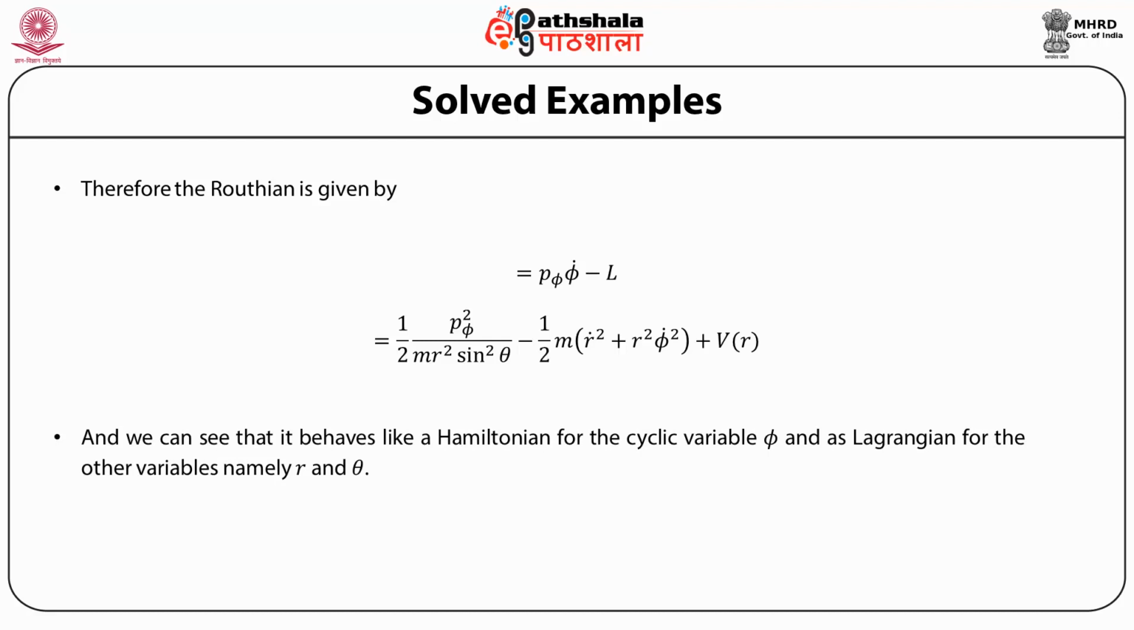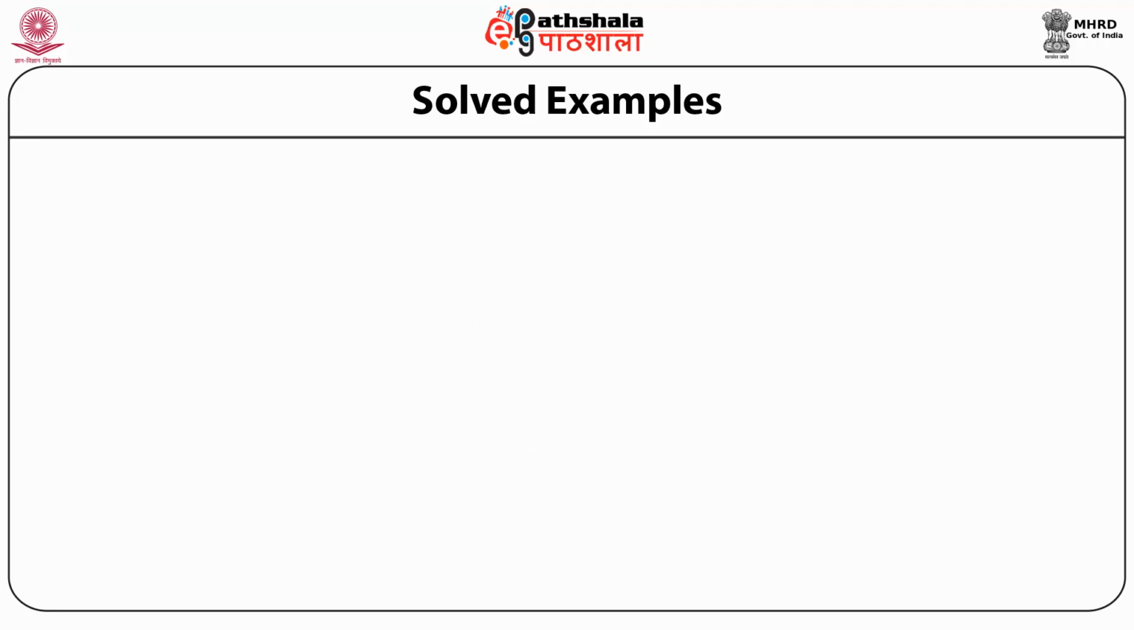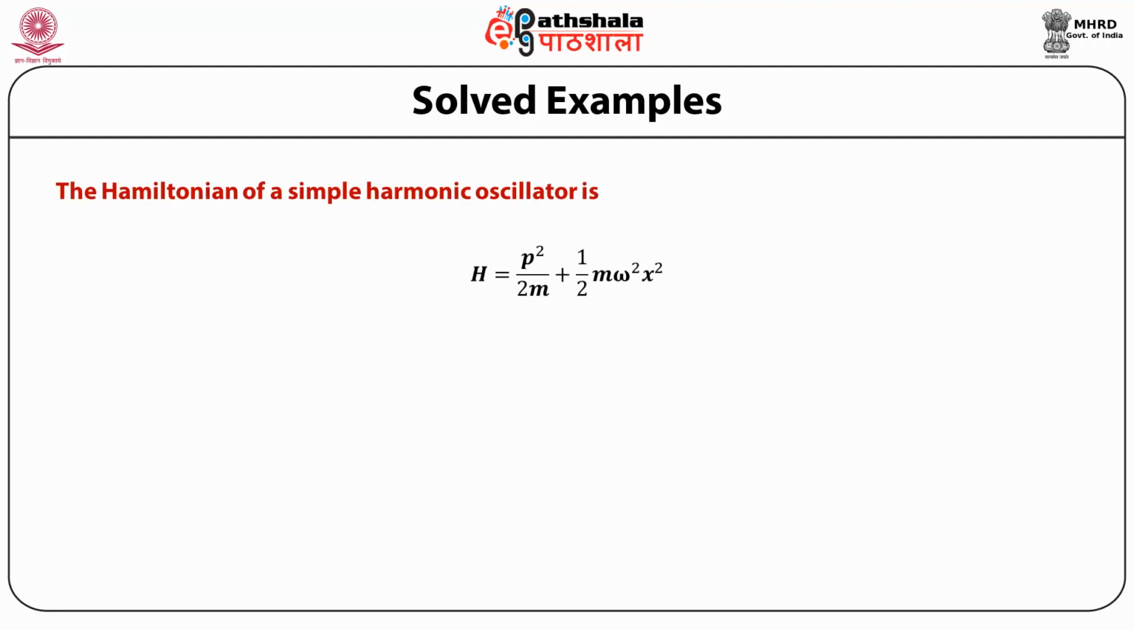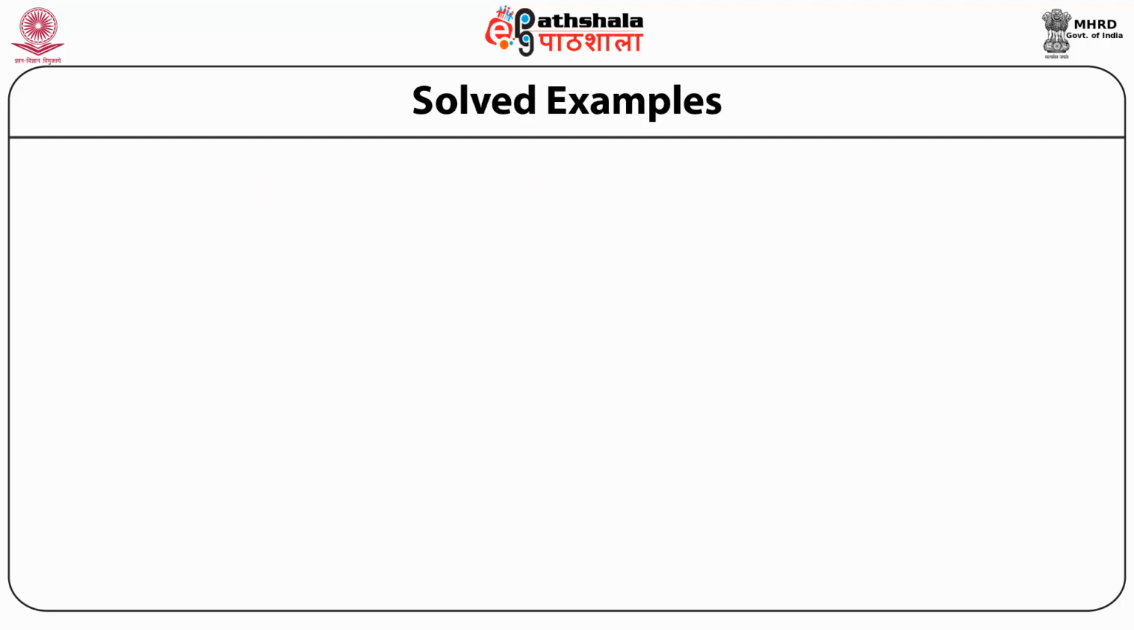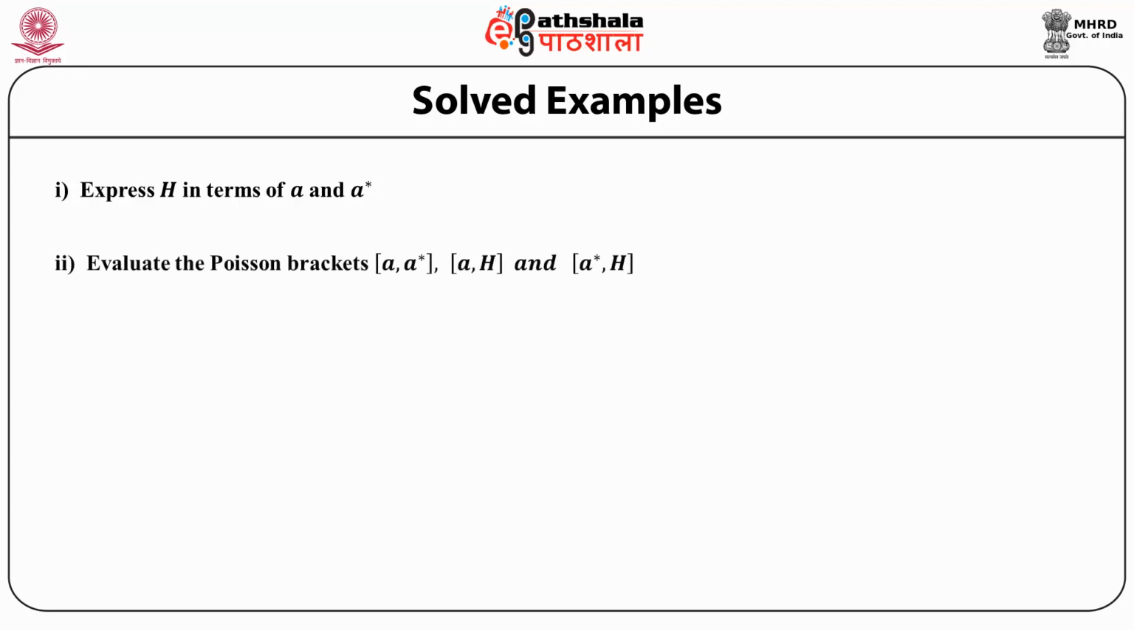As a final example, we have the Hamiltonian of a simple harmonic oscillator as H equal to p square by 2m plus half m omega square x square. Now we define the complex quantities a is equal to under root of m omega by 2 multiplied by x plus i p by m omega, and its complex conjugate. And the problem is to express the Hamiltonian in terms of these complex quantities a and a star, and evaluate the Poisson brackets between a and a star, between a and H, and a star and H, and to obtain and solve the equation of motion for a and a star.